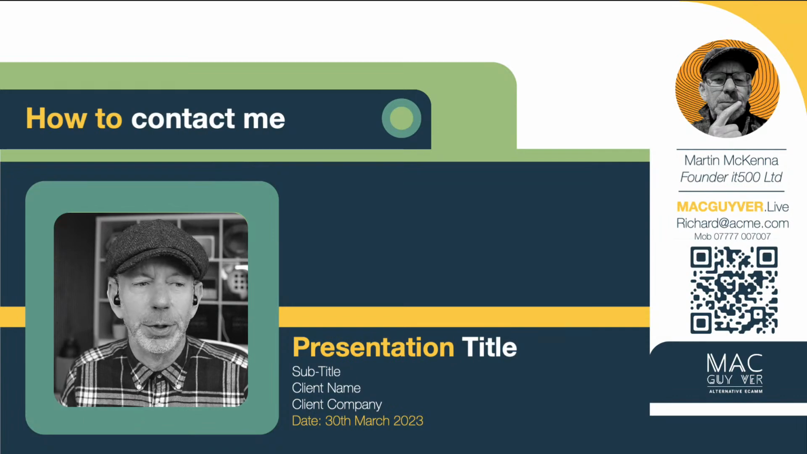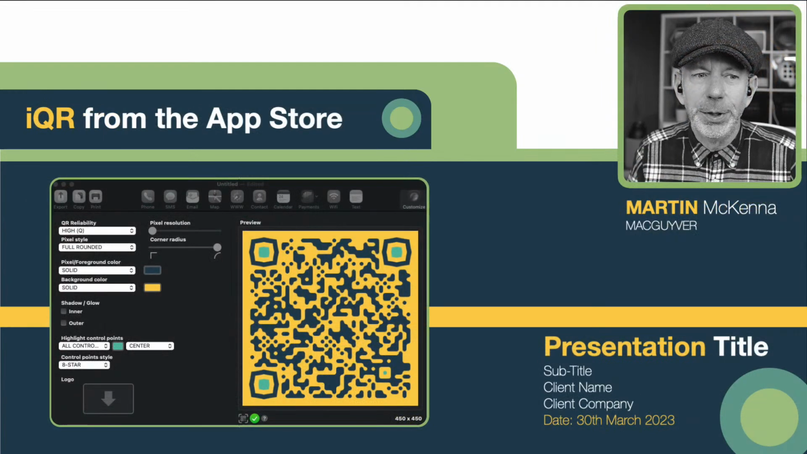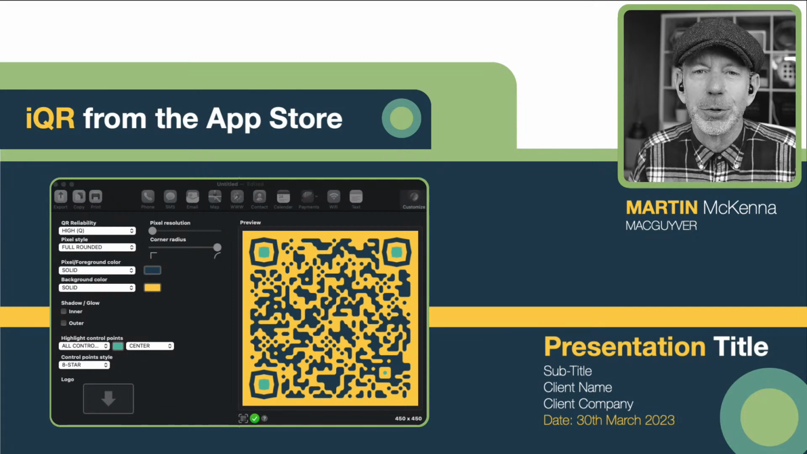So which package do I use to create these? I didn't do a great deal of research. I just sort of went to the App Store and typed in QR codes, and this was one of the first ones that came up. So the app's called iQR, and you can get it from the App Store. It's either free or very, very low cost. It's really, really simple to use, and it allows you to create all sorts of QR codes that look a little fancier than just the traditional sort of black and white versions.